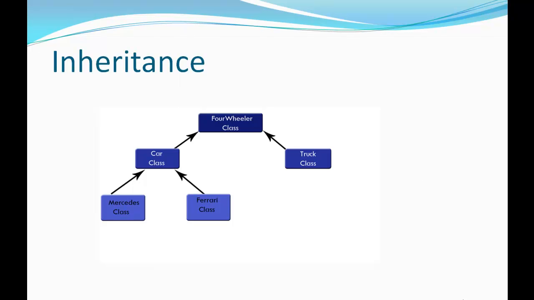In this picture, we can see that the four-wheeler class is at the top of the hierarchy. We have subclasses class car and class truck. These two classes inherit the features of the four-wheeler class. But the two classes, class car and class truck, can have different features.